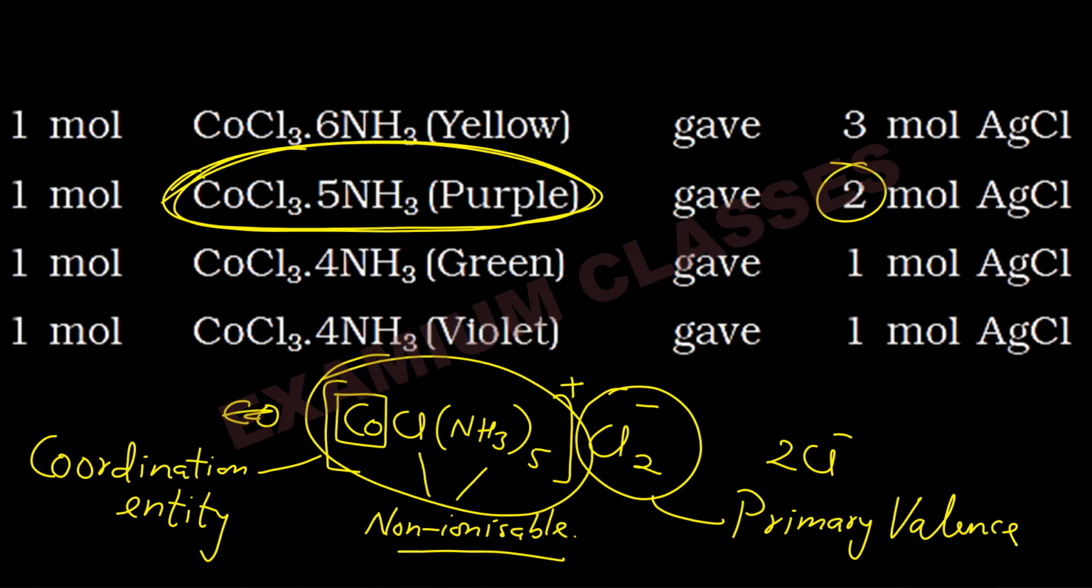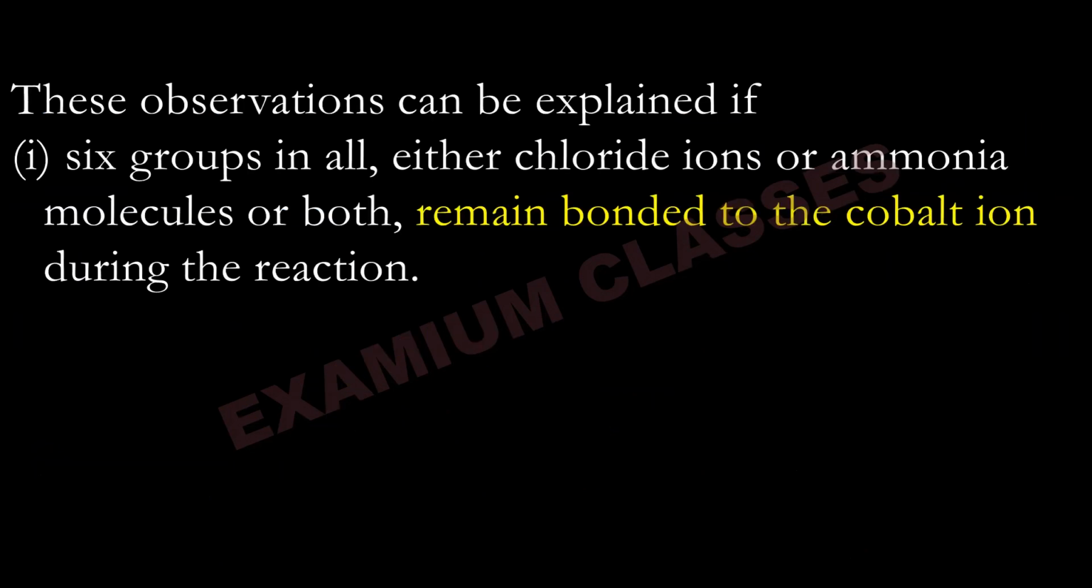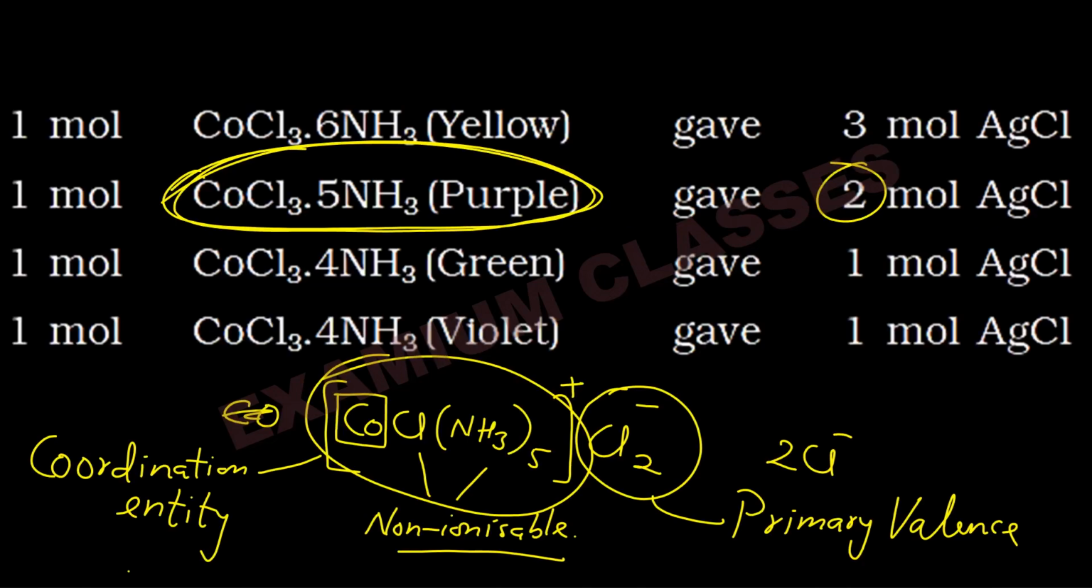So what will be the secondary valence? Can you guess what will be the secondary valence here in this case? No, how many? Okay, secondary valence. Okay, I will explain, that's why I asked. Okay. 6 groups. So these observations can be explained. Whatever I showed you here, I am now explaining it.